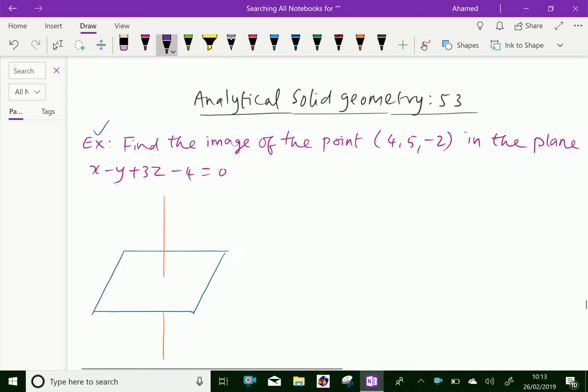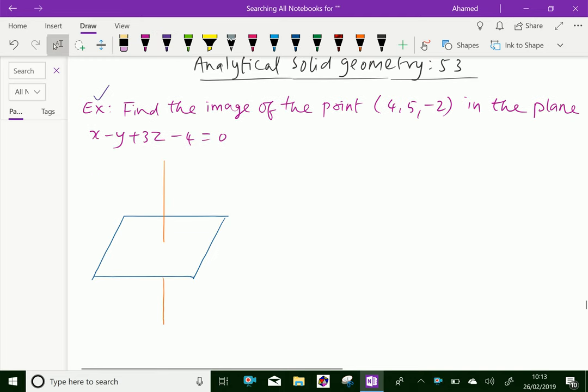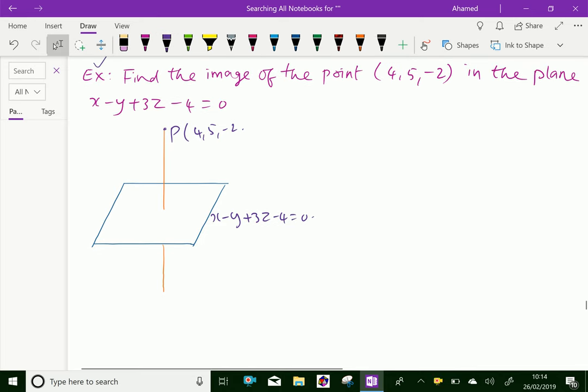Look at this example. Find the image of the point (4, 5, -2) in the plane x - y + 3z - 4 = 0. Now, look at the figure. Suppose this point P is given as (4, 5, -2). The plane x - y + 3z - 4 = 0 is given. So let the point Q be the image of the point P.